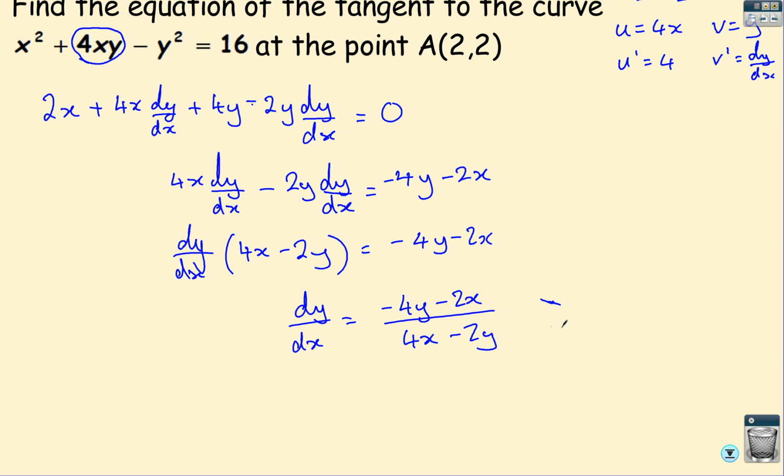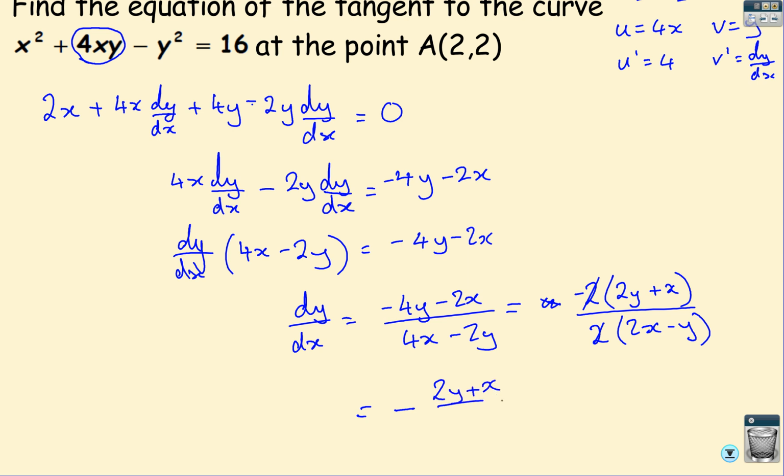We better simplify this, so let's take common factors. I'm going to take a common factor of minus 2 out on the numerator. So minus 2, and then that'll be 2y plus x over, and I'll take a common factor of 2 out on the denominator, and I'll get 2x take away y. They obviously cancel out, and what we're left with is negative, because that's a negative divided by a positive, so negative 2y add x over 2x take away y. And that's the derivative, folks.